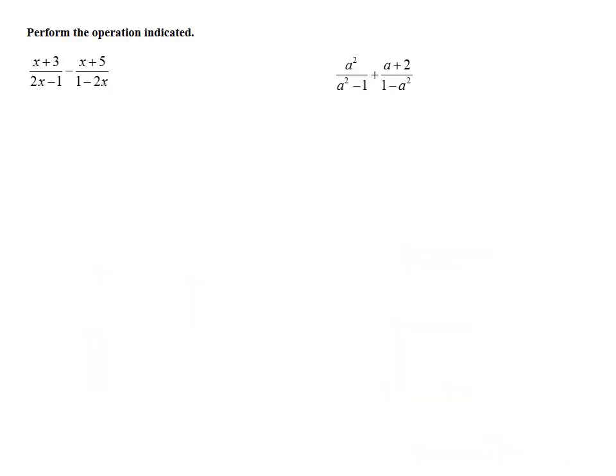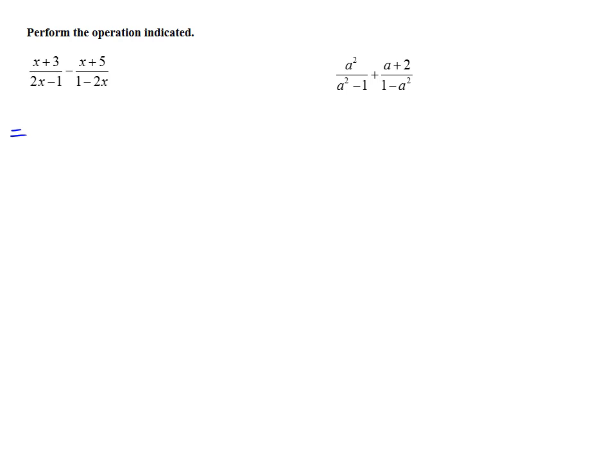Here are 2 more examples of adding and subtracting rational expressions. Remember, we need a common denominator, and at first glance, these fractions have different denominators. In fact, they do have different denominators. But I want you to look a little more carefully here, because those denominators look awfully similar.